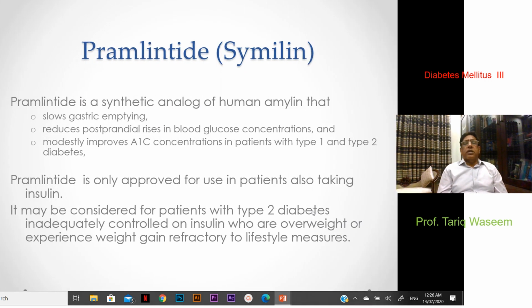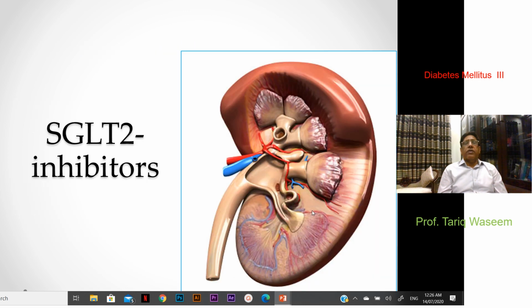Pralumitinide is another synthetic analog of myelin, again not yet available.